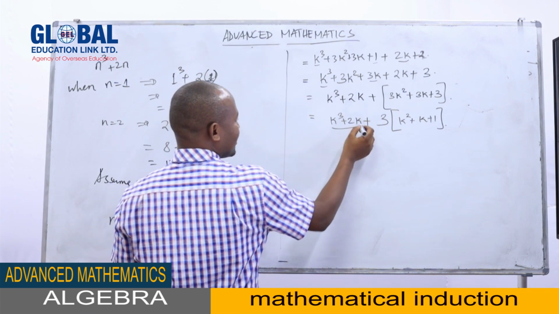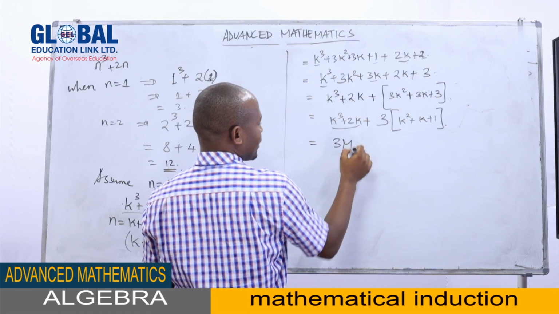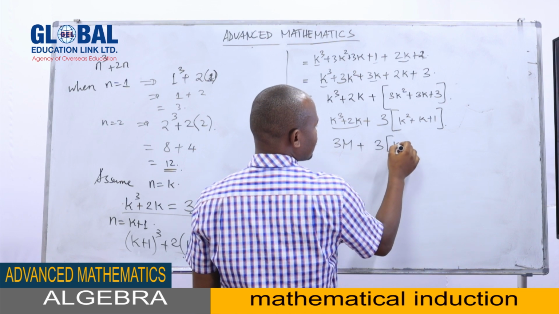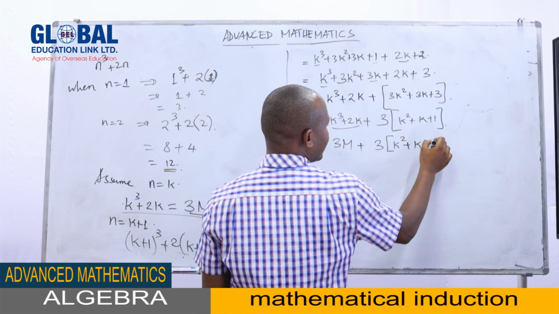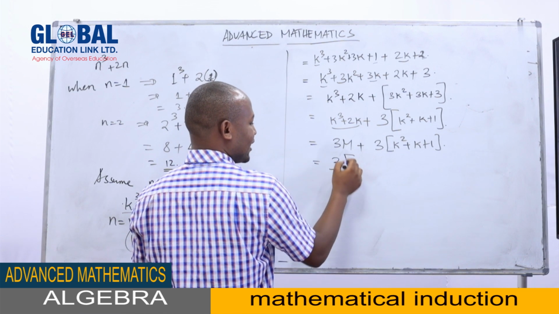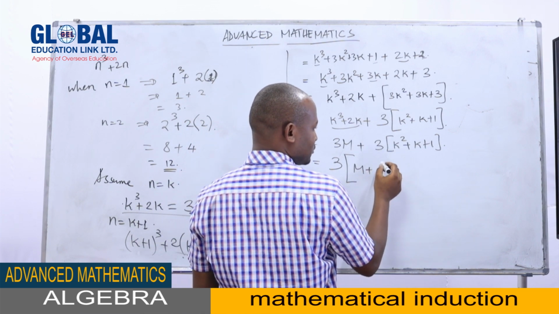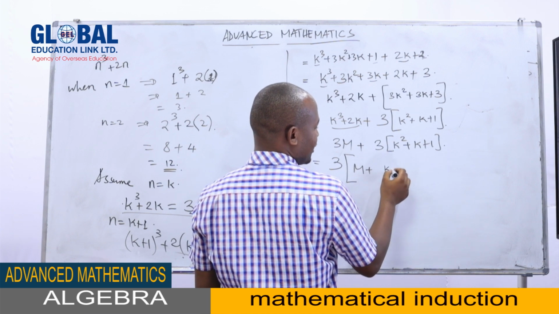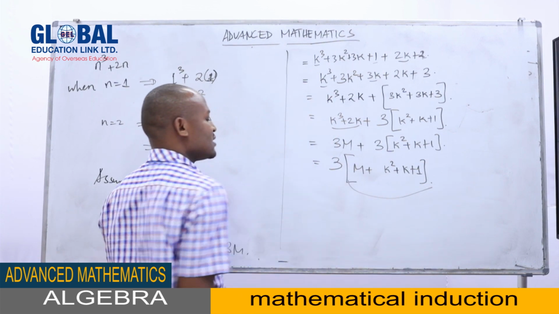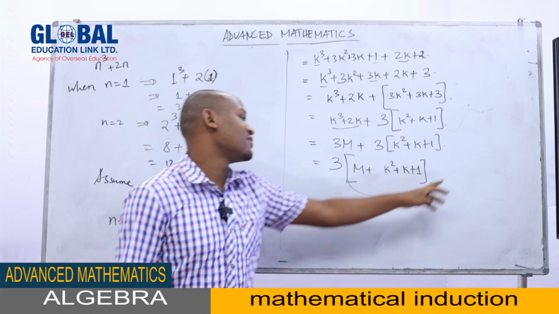But remember, this one is also divisible by 3, as we have been shown there. So that is 3m plus 3 times k squared plus k plus 1. Then we can also factor out 3 there again, and we shall have 3 times m plus k squared plus k plus 1. So the whole of this, since it is multiplied by 3, is divisible by 3. The whole factor is divisible by 3.